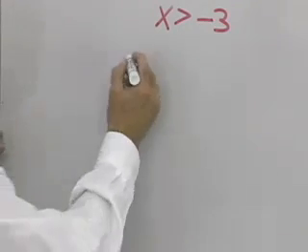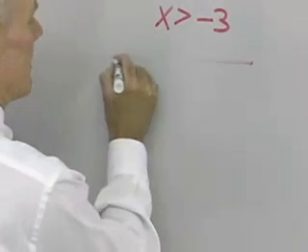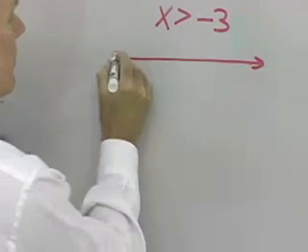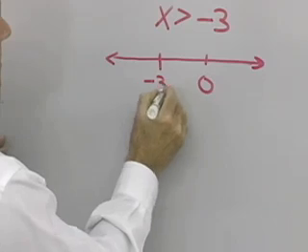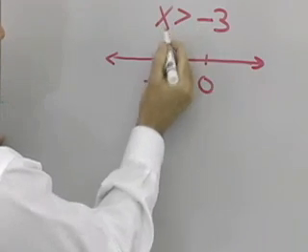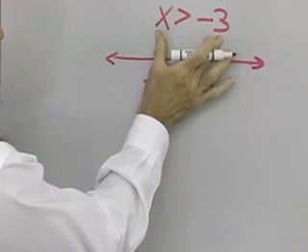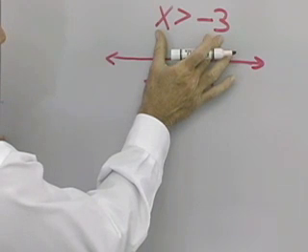One way to do that is with the real number line. Let's see, I'm running out of ink here. I'll draw a real number line. I'll put in 0 for reference, and I'll put in negative 3 because that's the endpoint for my inequality. Now, I want a picture of all the real numbers that are greater than negative 3 on the number line.